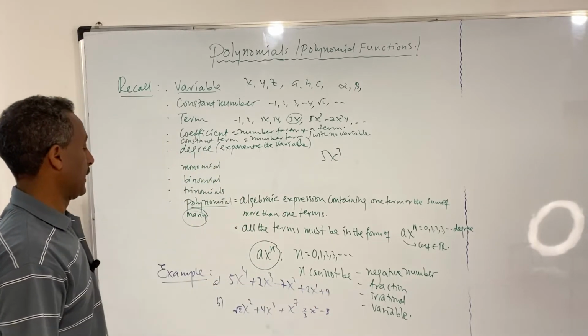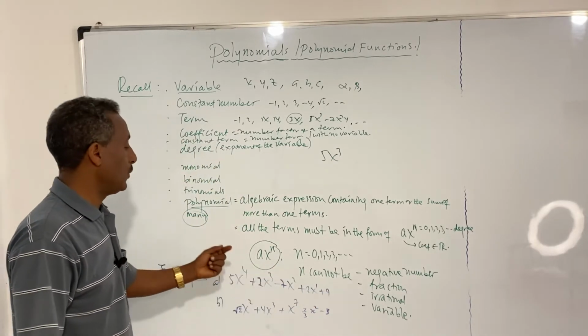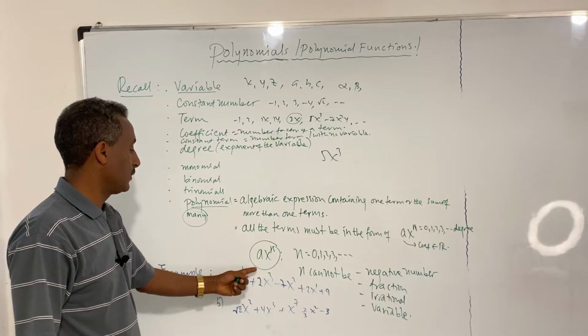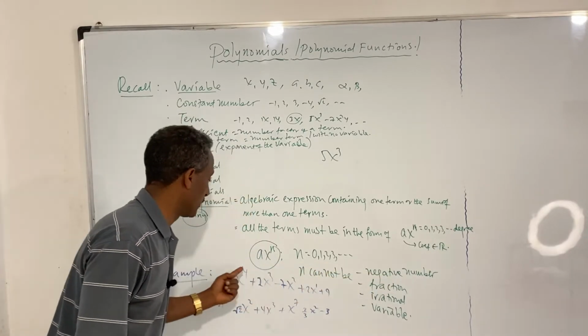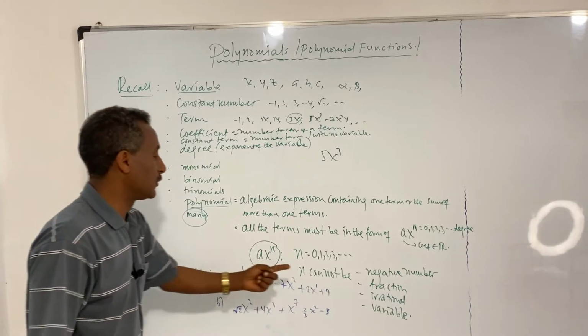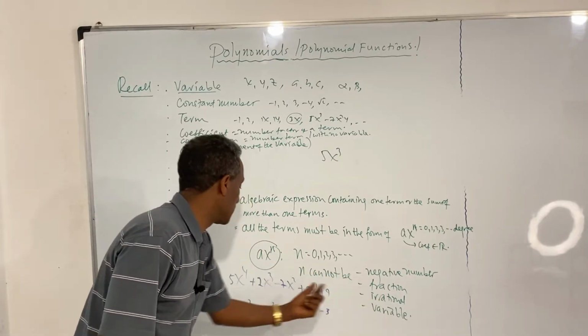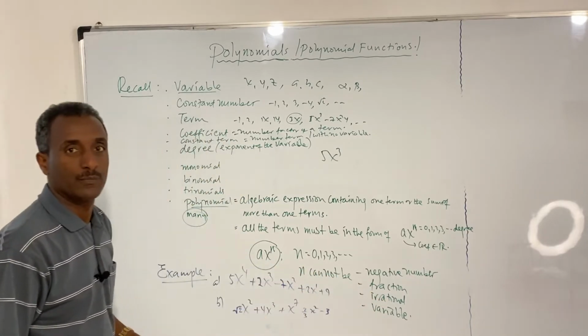Constant, counting or whole numbers, they must say. So here it is 4, 3, 2, 1. So there is no negative exponent in any one of this. There is no fraction exponent, there is no irrational degree, there is no variable degree.